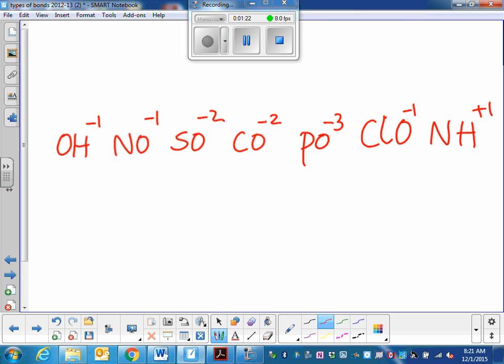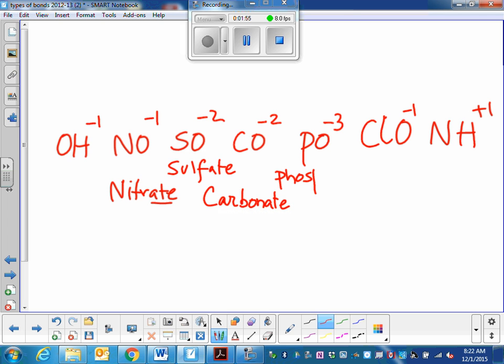Now, this starts with nitrogen, the element nitrogen. So this polyatomic ion is called nitrate. What does it end in? Ate. Nitrate. Sulfur will become what? Sulfate. Carbon will become carbonate. Phosphorus will become phosphate. That's a chlorine. So it will become chlorate.